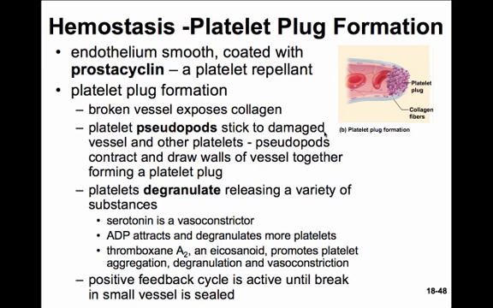As the platelets aggregate, they undergo degranulation, releasing a variety of different substances. First of all, serotonin, which is a vasoconstrictor, and then adenosine diphosphate, which attracts and degranulates more platelets. Thromboxane A2 is also released. It's an eicosanoid that promotes platelet aggregation, degranulation, and vasoconstriction. And so we have a positive feedback cycle activated until the break in the small vessel is sealed. And then there's no degranulation, less production of thromboxane, and so on and so forth.